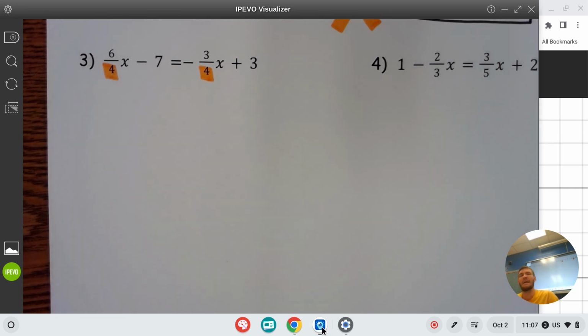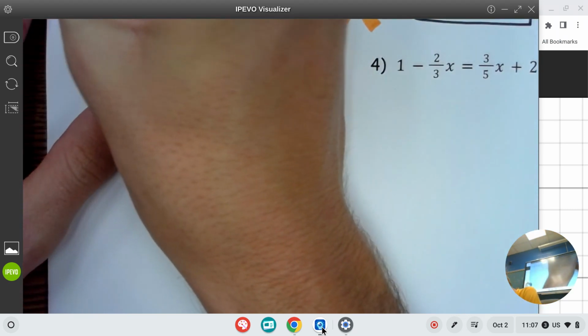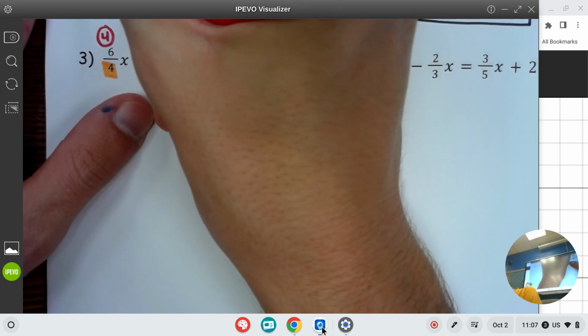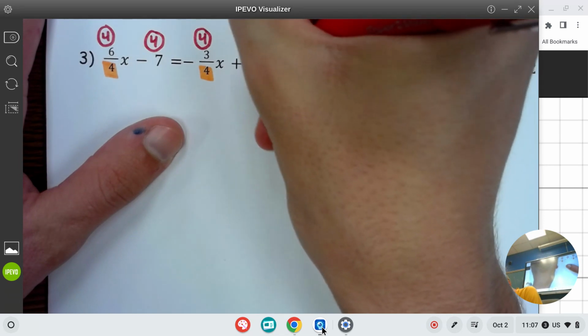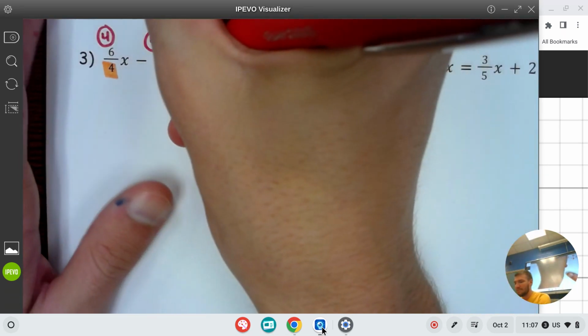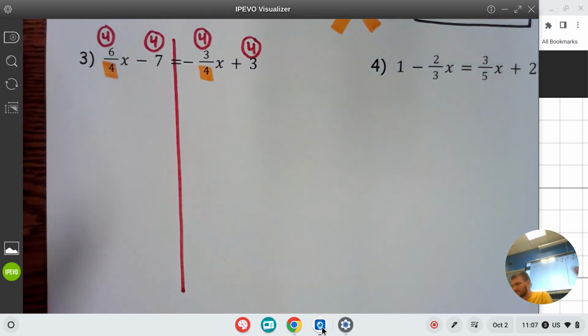But multiply by what? 4. And what are we going to multiply by 4? Everything. We're going to multiply by 4. Every term gets the 4.